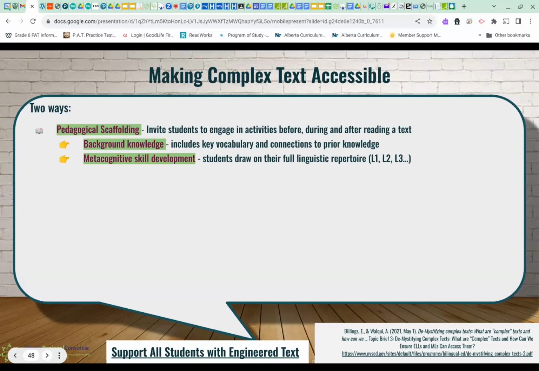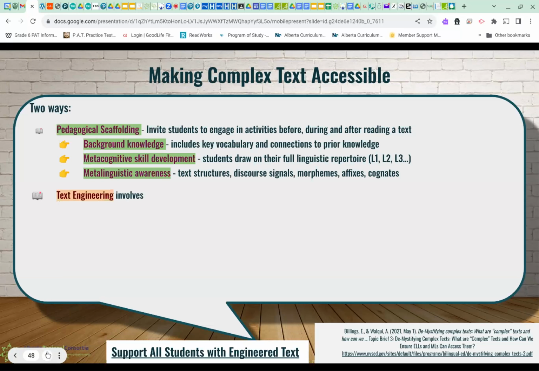And then so that they're building on and drawing from their full linguistic repertoire, making connections to their home language, or maybe English is not their second language, maybe it's their third or fourth. So what do they know, and drawing on all of that so that they're not limited to just the English in the classroom. And also looking at those text structures, discourse signals, morphemes, affixes, and cognates as well.